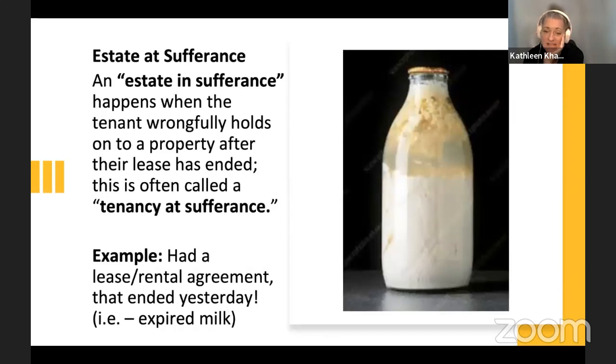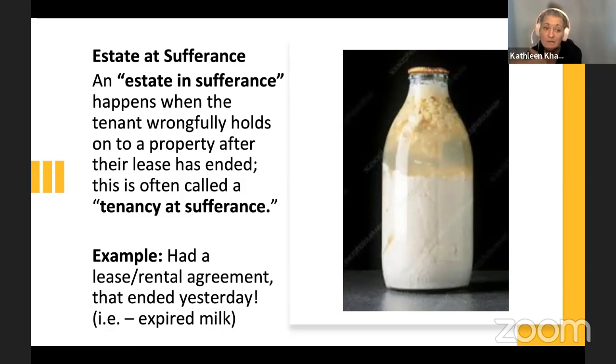So if there is an estate at sufferance, and I don't know how many of you have ever woken up on a brisk, cool morning and you're making your espresso in your espresso machine, or your pour over coffee or Mr. KitchenAid, whatever thing, and you go to get the cream out of the fridge and it has separated. But to me, that is my estate in sufferance. But that is not an estate in sufferance per the state of California.